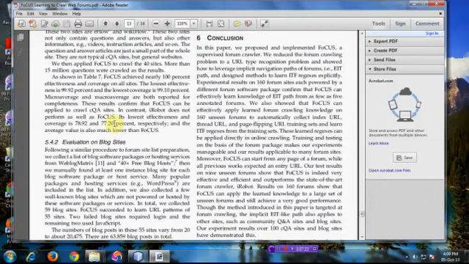Finally, our conclusion is that we reduce the forum crawler. This is for this paper. Next we can go to the implementation part.